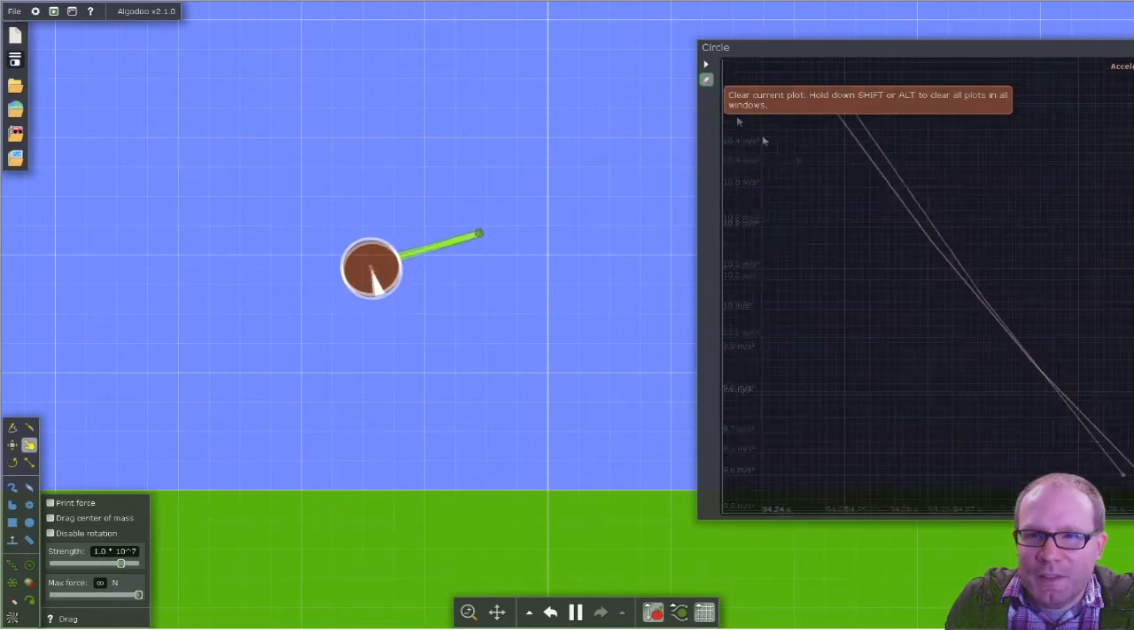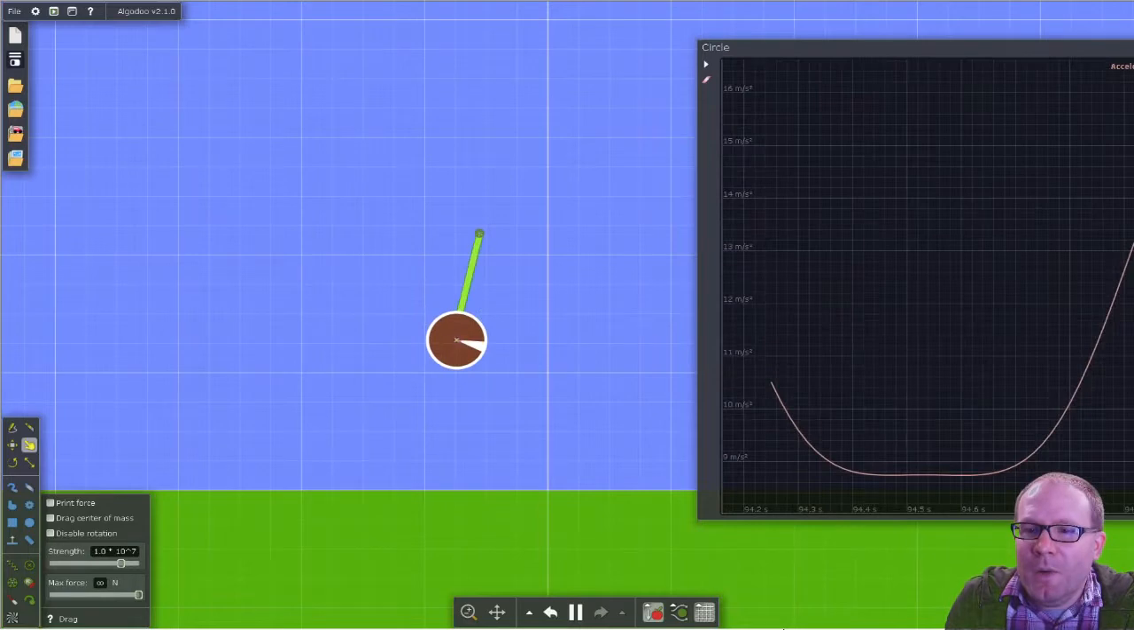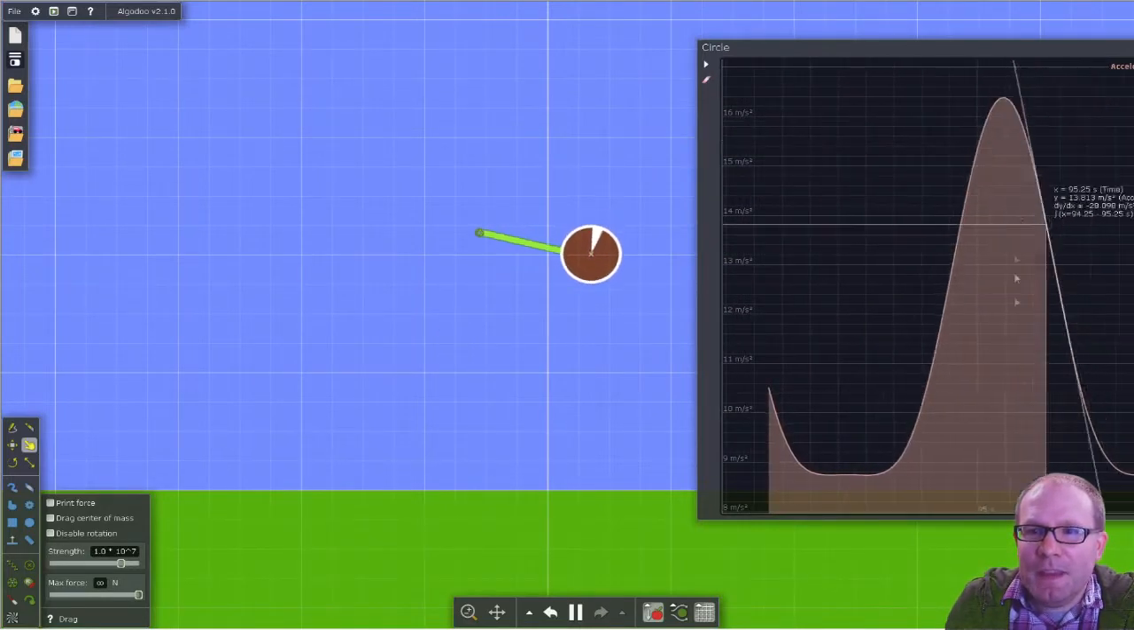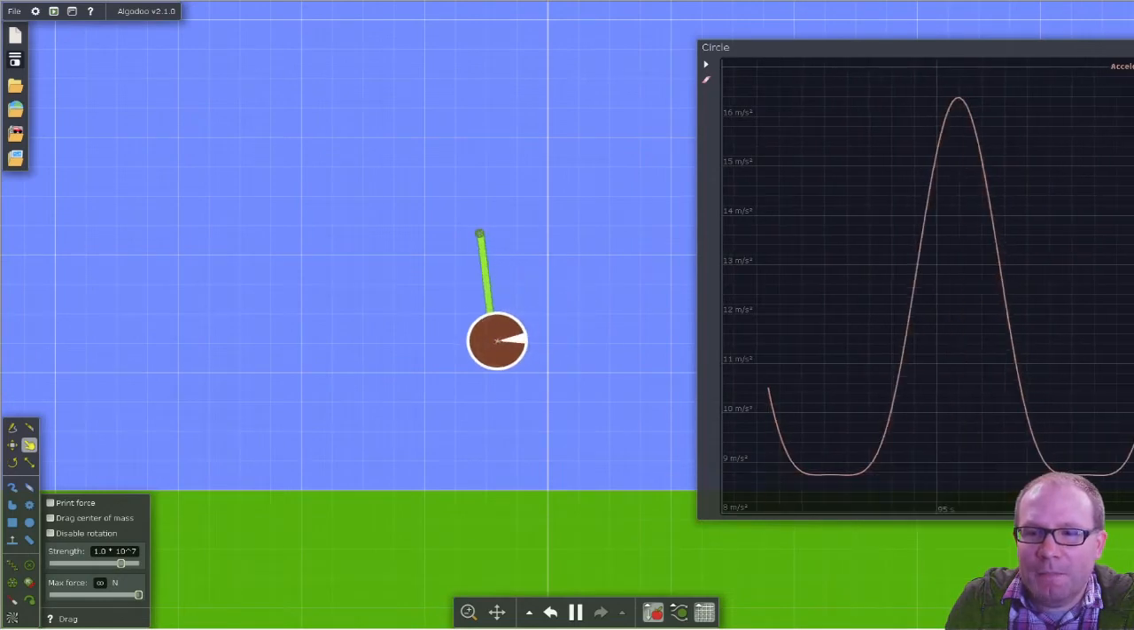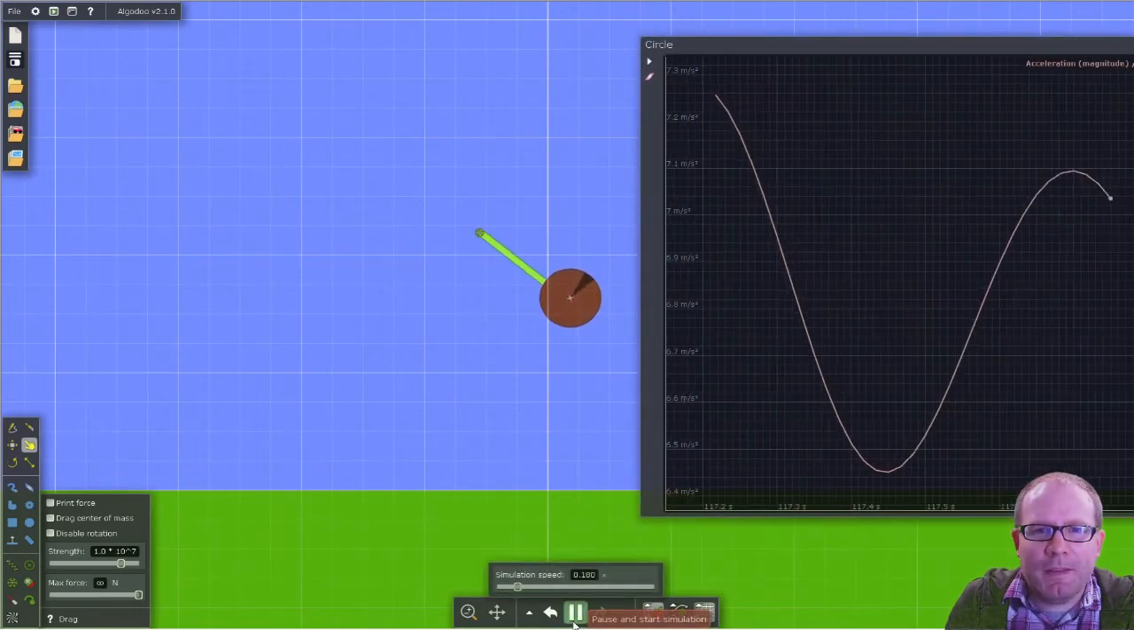And then we'll need to clear this because I've now messed up the acceleration data by grabbing it. Oh yeah, that's really interesting. So now I get a very high peak in the middle and I get basically nothing at the end. Cool, so let's see what happens at the edge point.